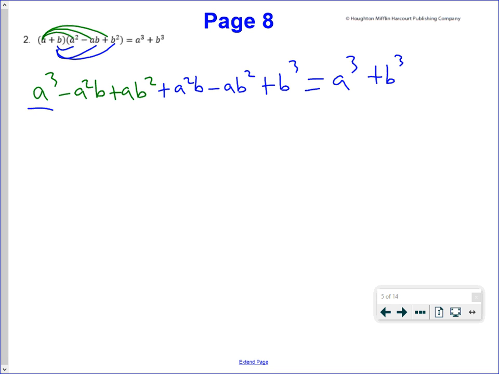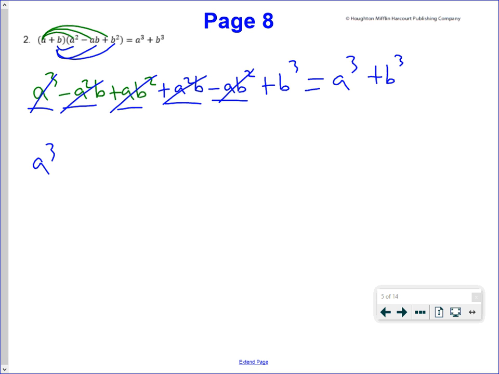We don't have anything else to add to it, so we can write it down, and we'll cross it out since we used it. Now we have negative a squared b, and we have a positive a squared b later on in the equation. If you add them together, you get 0. They cancel out. Next, we have ab squared, and we have a negative ab squared. If you add them together, they cancel out, and you get 0.